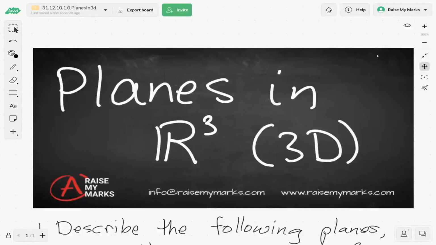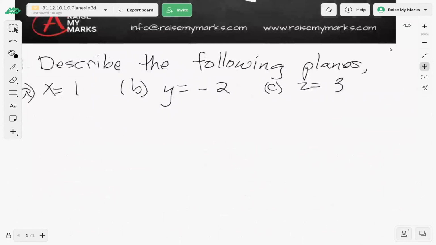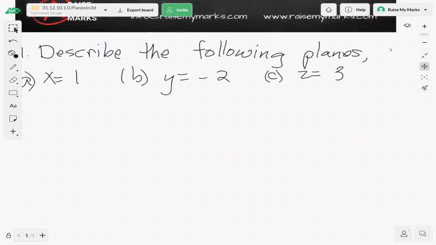Hello. So today we're looking at planes in R3, or in 3 dimensions. Okay, so what does this mean? We're asked to describe the following planes. First one, x equals 1. Second one's y equals -2, and third is z equals 3.